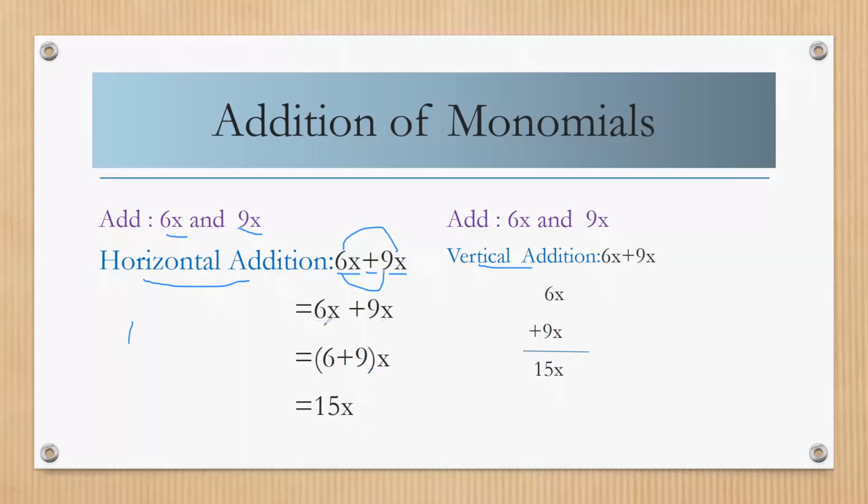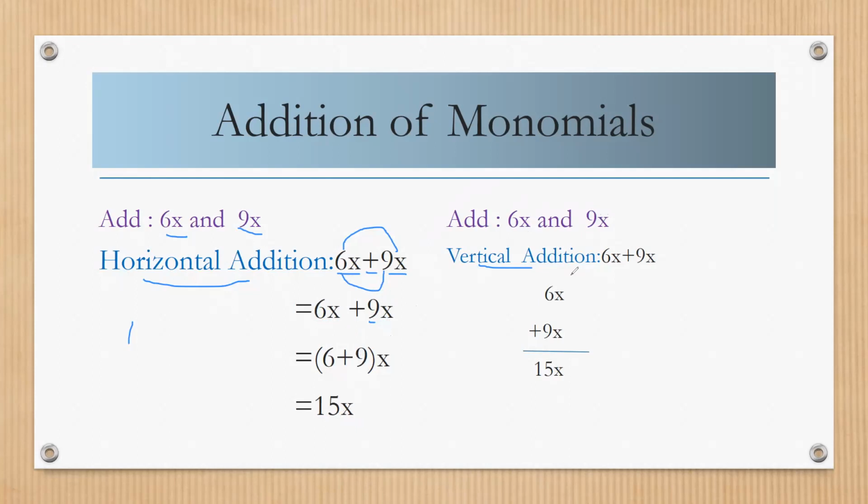What I have done in this step, I have just taken out this 9 and 6 common from here. Here you can see that x and x, in both the terms x is common. So I have just taken x outside. We get 6 and 9. So 6 plus 9 is 15x, right? 15x. Now, how can we do the vertical addition?